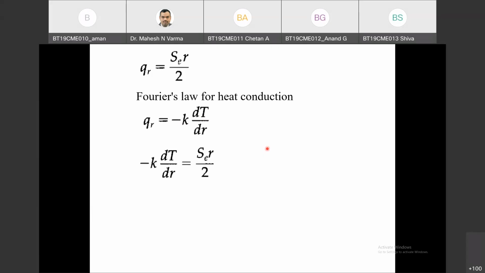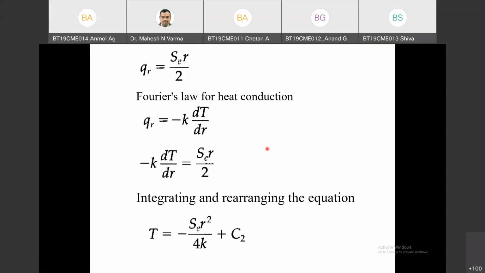Roll number 14, Anmol. Everybody has responded except 14. Sorry, sir, there was an internet problem. Okay, tell me, integrate this equation. What equation will you get? Sir, T would be equal to minus S_e r square by 4k plus a constant. Okay, integrating this equation gives minus S_e r square by 4k plus C2.